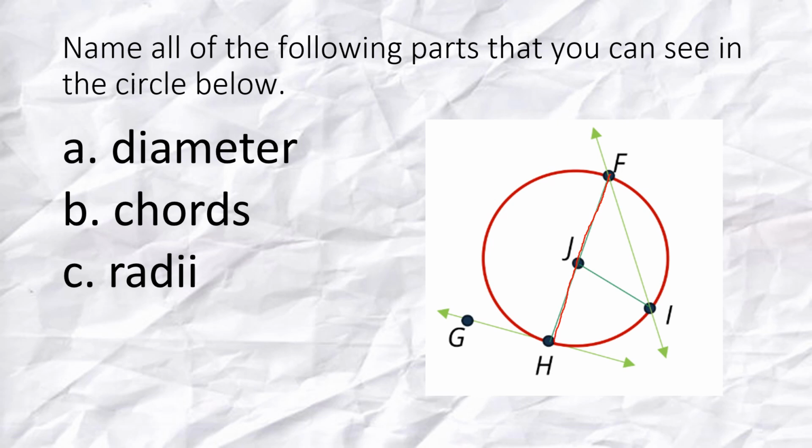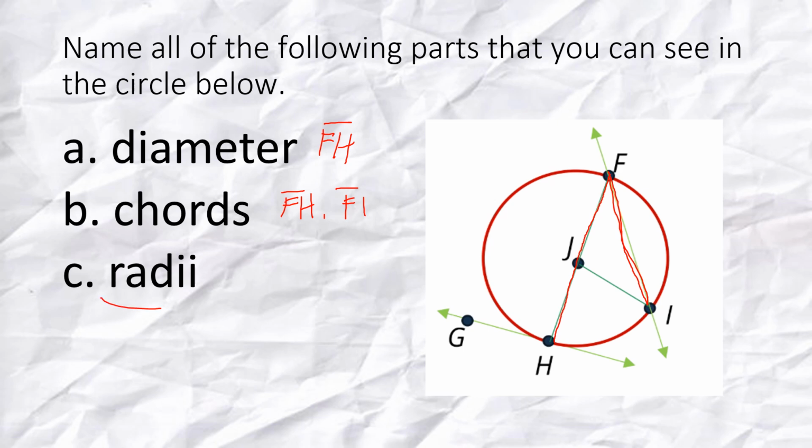A chord is a line segment joining two points on the circle. So this is line segment FH. If we go back to the chord, again, a chord is a line segment joining two points on the circle. Thus, the chords in the circle are line segment FH and line segment FI. Note that the diameter is the longest chord in our circle.